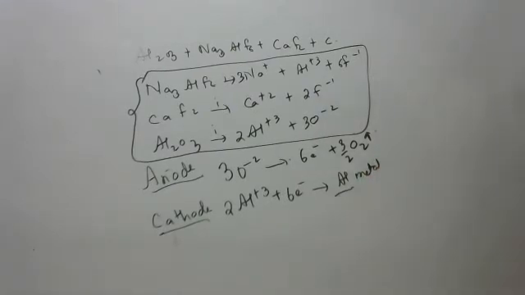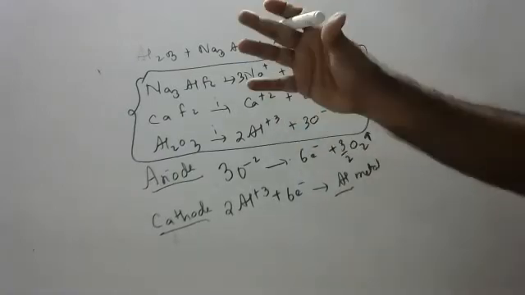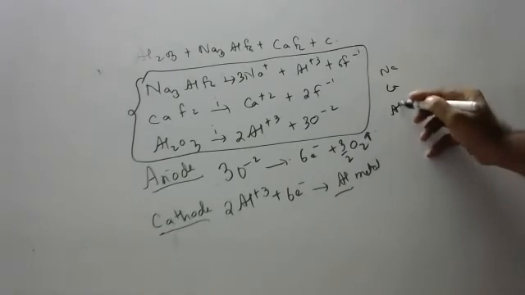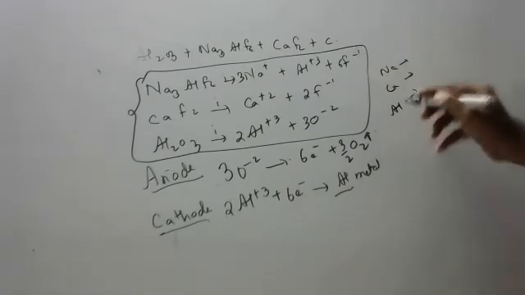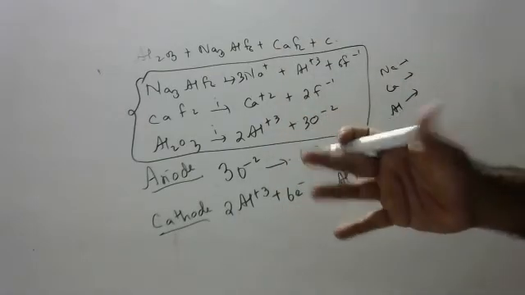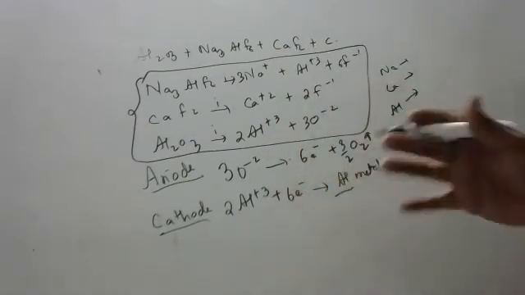Okay, children. So why aluminium? Because it is low in the electrochemical series. Preferentially, it will go to cathode. Children, we have a series. When sodium and calcium and aluminium are running towards cathode, aluminium will be discharged because it is low in the activity series. Whichever is low in the activity series, that will be discharged preferentially.